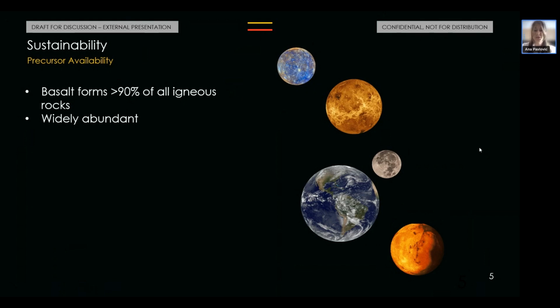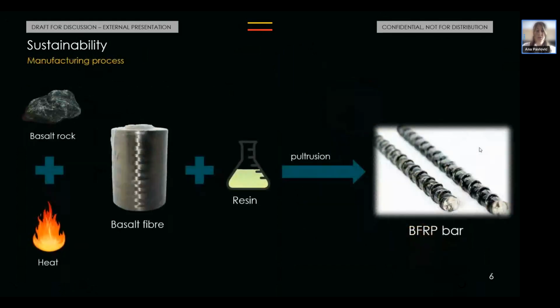So we don't really have concerns that we're going to run out of basalt rock, which is great. The next thing is the manufacturing process, which Rabi already mentioned. The manufacturing process is quite straightforward and uses a single precursor, which is the basalt rock, unlike other types of FRPs. But what's also important is that it is a very materially efficient process. It has nearly 100% material yield, whereas glass has around 90 to 94% yield, and carbon has even lower material yield of around 50%.